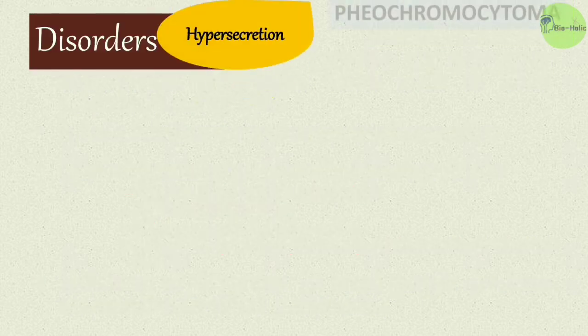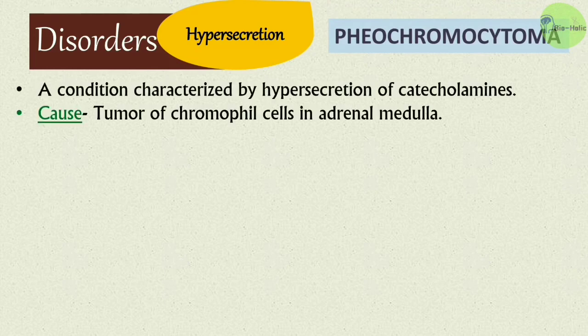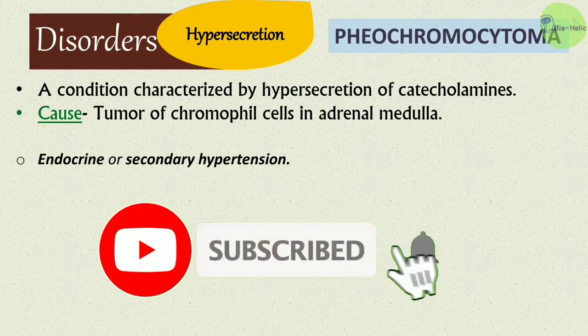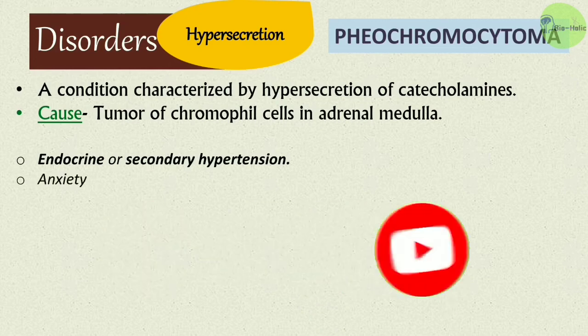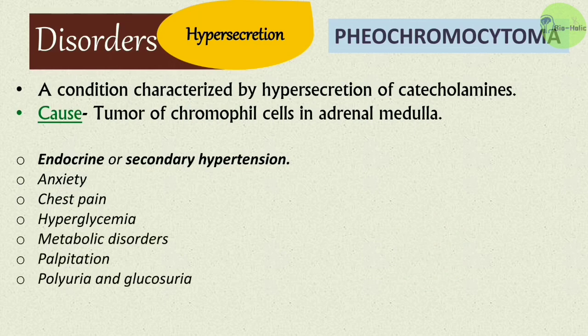Hypersecretion of catecholamines may cause pheochromocytoma. It is caused by the tumor of chromaffin cells in adrenal medulla. Features are endocrine or secondary hypertension, anxiety, chest pain, hyperglycemia, metabolic disorder, palpitation, polyuria and glucosuria, and tachycardia.